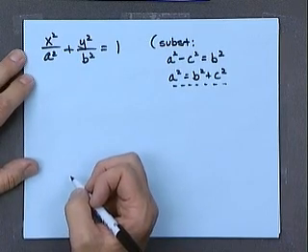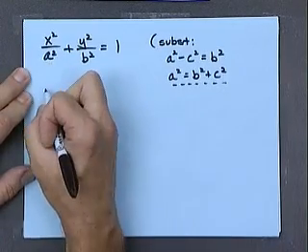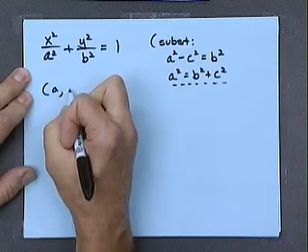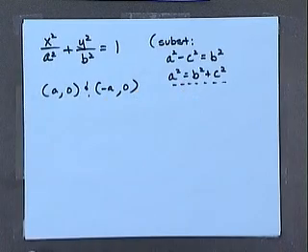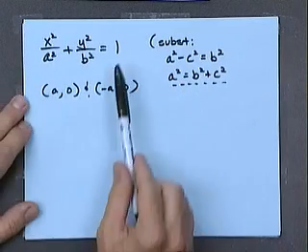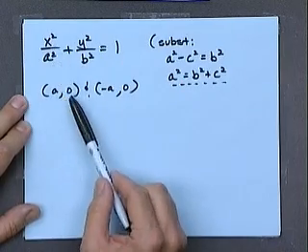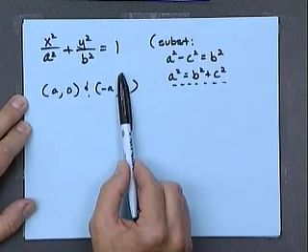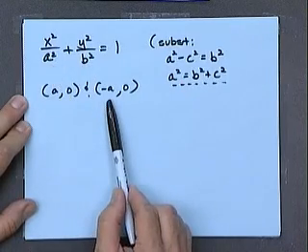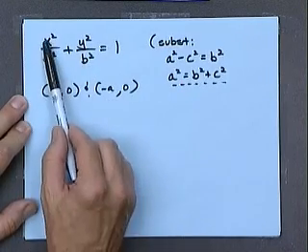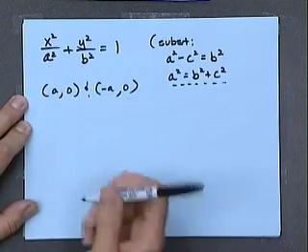Now, what are A and B? Well, we can plot some points. If x is A or negative A and y is 0, don't those points work in this equation? If I plug in A for x and 0 for y, isn't that a legitimate equation? Right? This is 0 and this is 1. Or if I plug in negative A for x and 0 for y, again we get 1 equals 1. So those ought to be points on the ellipse.